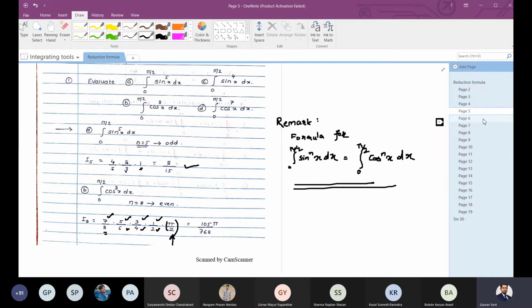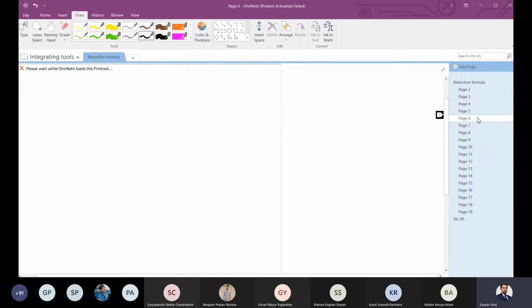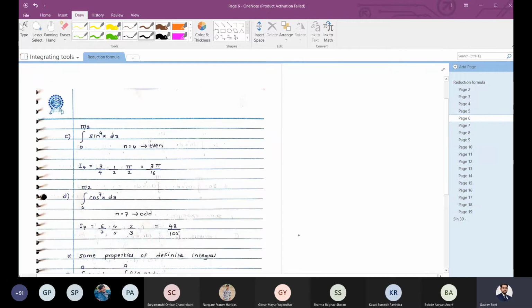Start with the power, go on reducing it. If the last term is 0, put pi by 2. If the last term is not 0, then if the last term is 1, then I1. So see here 0 to pi by 2 sine raised to 4. So 4, 3, 2, 1, I0. The answer is 3 pi by 16.